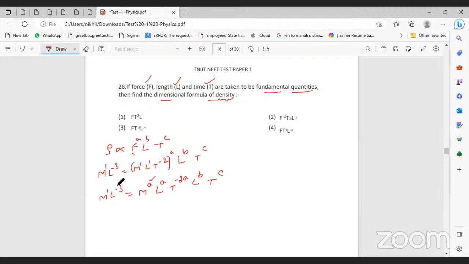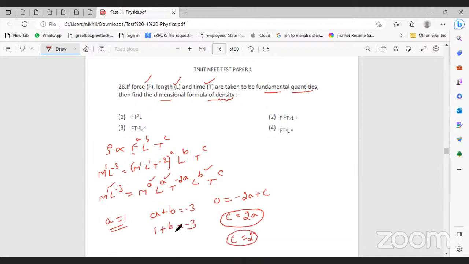M power is A, here 1. So A is equal to 1. What is L power? A plus B is minus 3. No T power here, so 0. What is T power here? Minus 2A plus C. Or you can take C is equal to 2A. So C is equal to 2A means A is 1, so C value will be 2. So 1 plus B is minus 3, so B will be equal to minus 4.